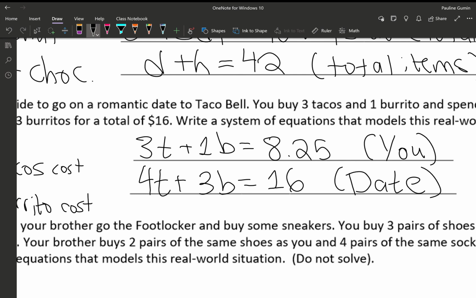But if we did not know how much the tacos and burritos cost, this would be an excellent system of equations to find out.